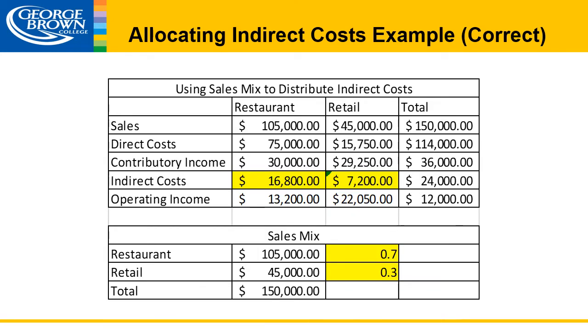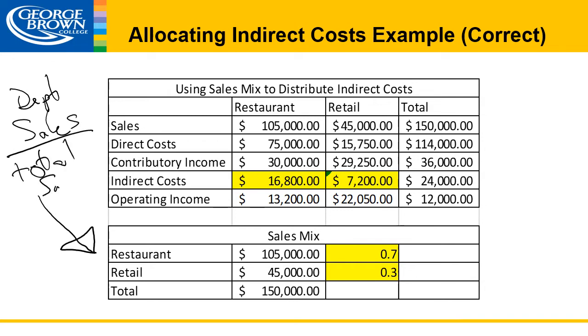All right, so here's an example of allocating these costs correctly. Okay, first we have to calculate each operating department's sales mix by taking the department's sales and then dividing it by total sales. When we do that, we get a sales mix percentage of 70% for our restaurant, and for our retail, we get 30%. Okay, so that means that 30% of our total sales were generated through our retail store, and 70% of our sales came from our restaurant.